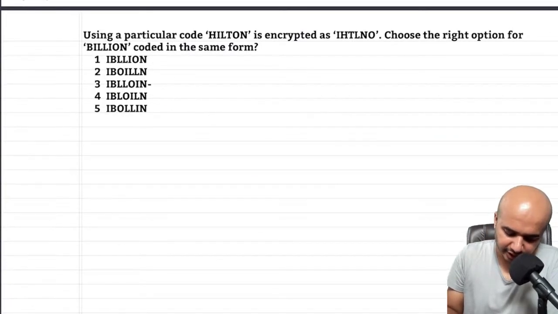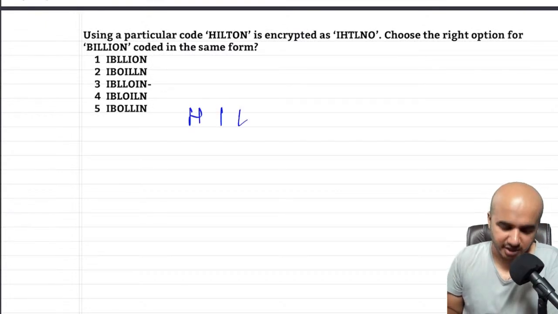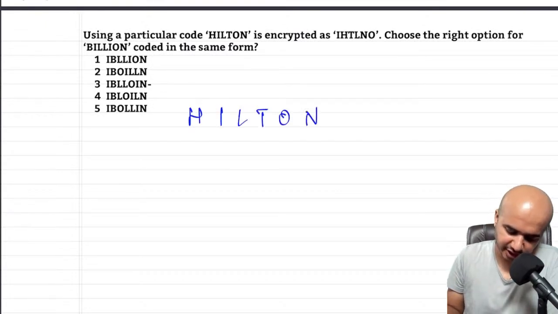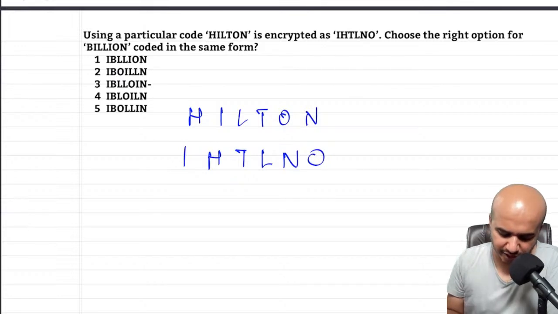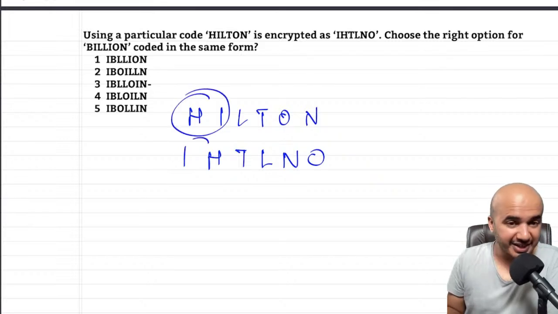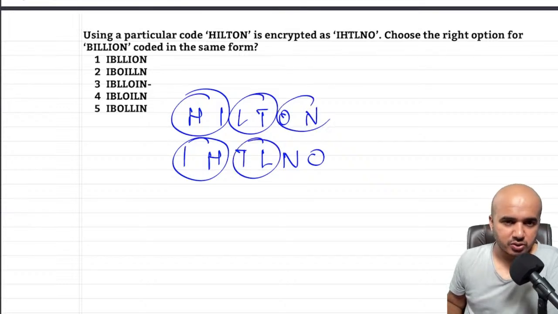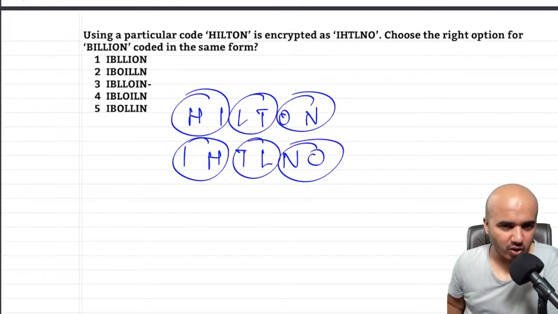The word Hilton, they say, is written as IHTLNO. We can easily understand that there is some rearrangement of letters. That's it. Apart from that, they are not doing anything else. If you look at this, HI has become IH, LT has become TL, and ON has become NO. So when that is the case, all that we need to do is just interchange the letters.